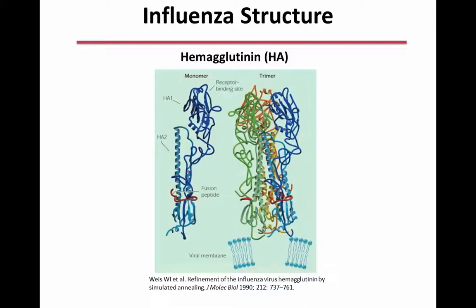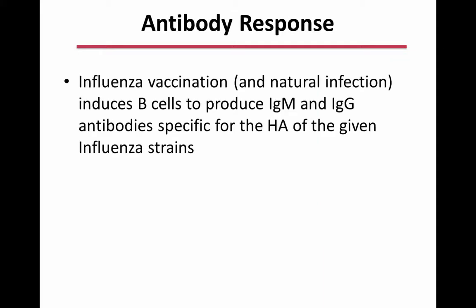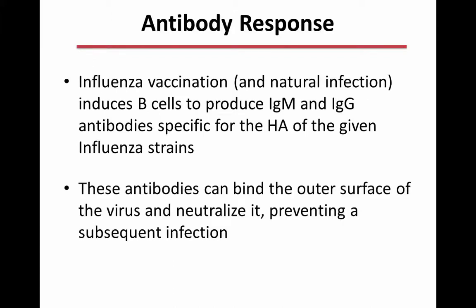Influenza vaccination, as well as natural infection, induces B cells of the host to produce IgM and IgG antibodies that are specific for the hemagglutinin of the given influenza strains. And this is the basis of immunity and vaccination to influenza, as these antibodies can bind to the virus and neutralize it, preventing a subsequent infection.